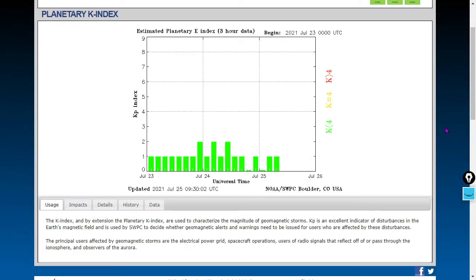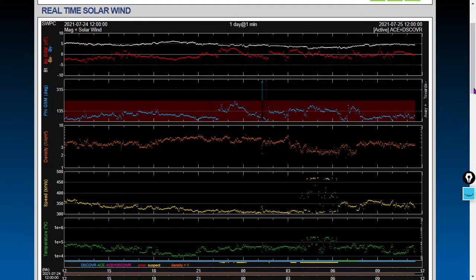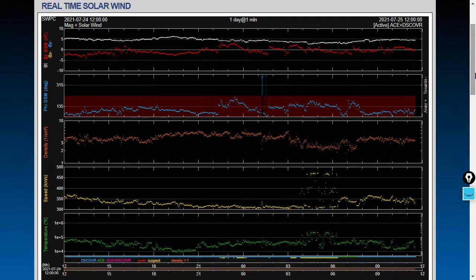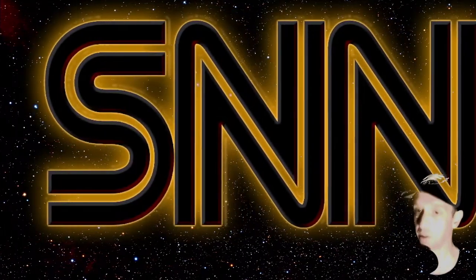KP index currently at 1. And yeah, it's only been at 1 or 0 here for the past 21 hours. So very weak solar wind coming in, and let's take a look at it. Weak solar wind, weak magnetosphere, not a lot of induced magnetism from incoming solar protons. Low levels of Bremsstrahlung. Yes, Bremsstrahlung. And if you're wondering what that means, the breaking radiation.